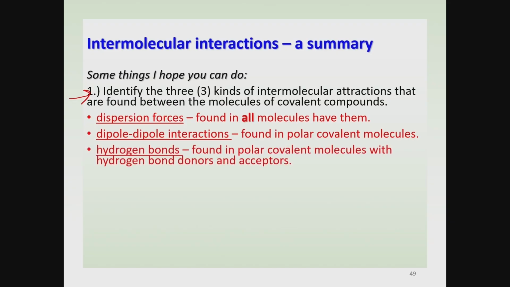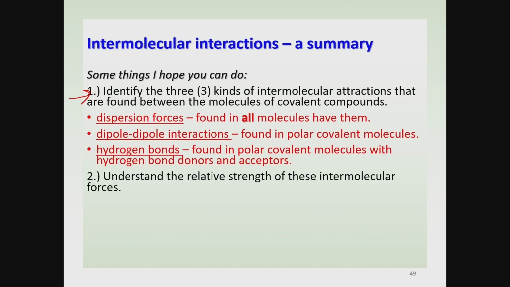Then finally, we went over something called hydrogen bonds. These are a bit stronger than dipole-dipole interactions. They are found in a certain subclass of polar covalent molecules, and the polar covalent molecules must have a hydrogen bond donor and acceptor in order to form hydrogen bonds between the molecules.